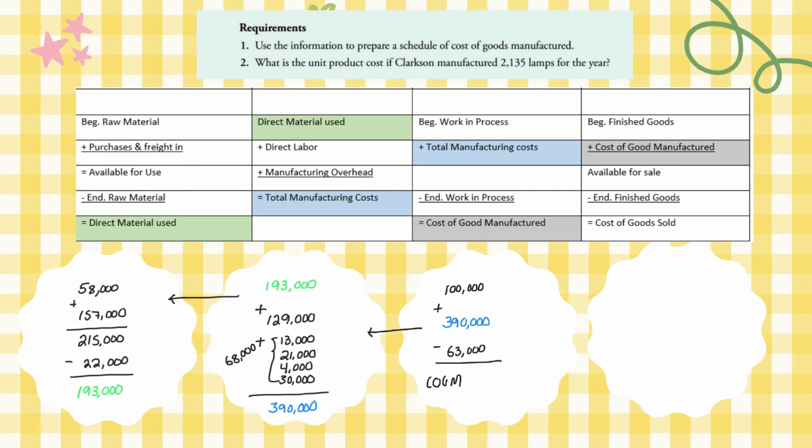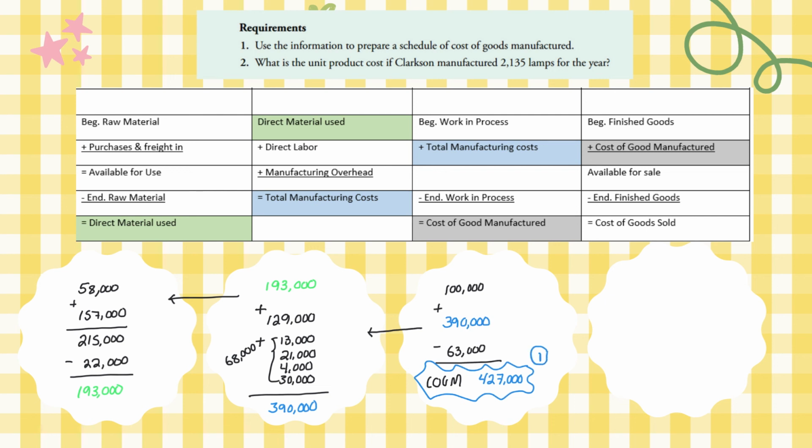Now 100 plus 390 minus 63 is going to be 427,000. And this is the answer for this question. This is requirement number 1, to find cost of goods manufactured.